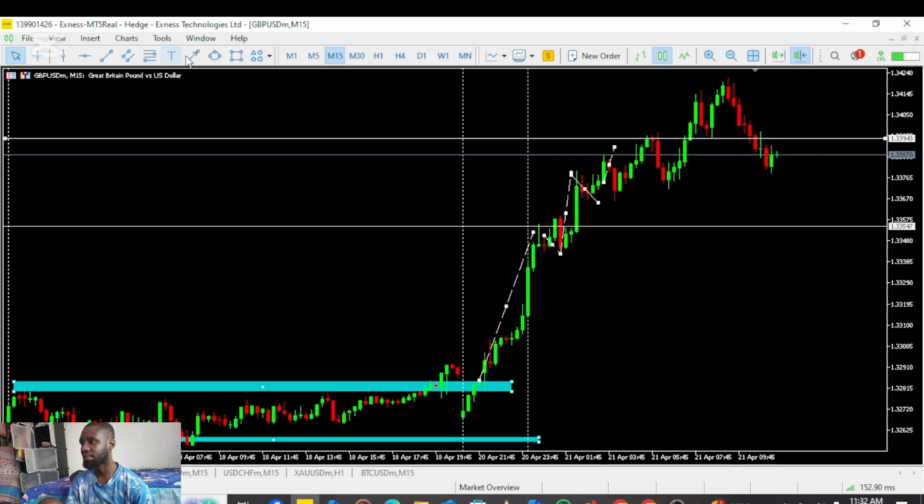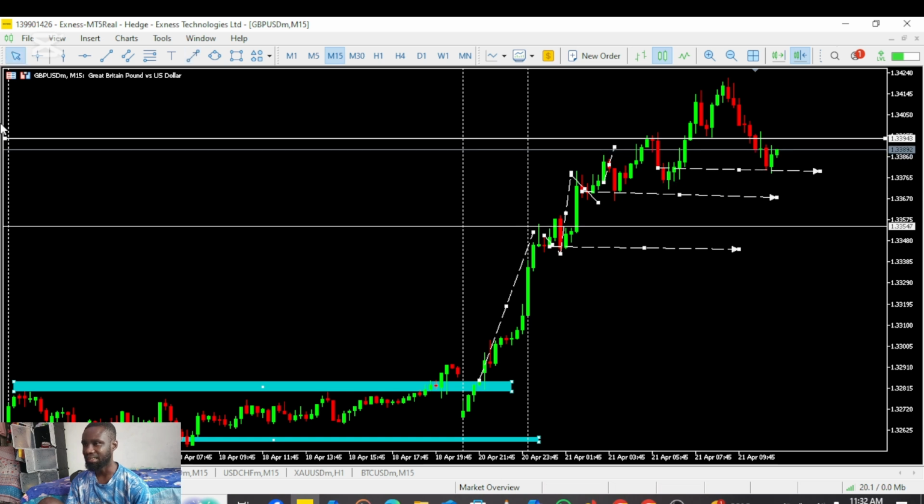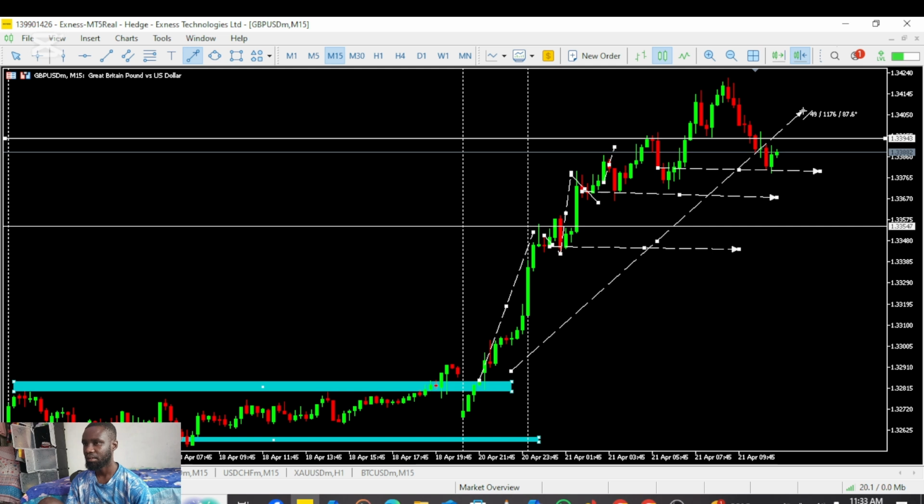You could see that the market cannot break the previous low. It cannot break the previous low. That means the market is directly in an uptrend.